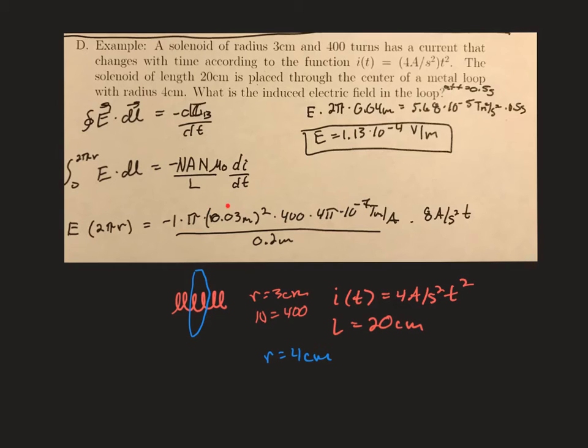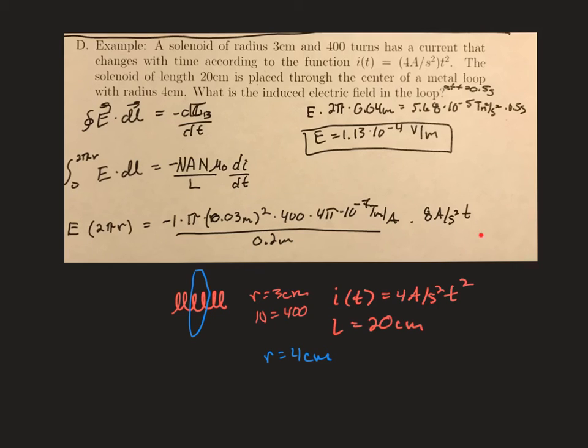So over here I'm doing a substitution, so I'm plugging in 1 here because there's only one loop here. And then we're doing area, which would be pi r squared. So we're doing the area of the solenoid because that's where the magnetic field is coming from. Then we're doing the number of turns of the solenoid times our magnetic constant. And we're dividing by the length of the solenoid.